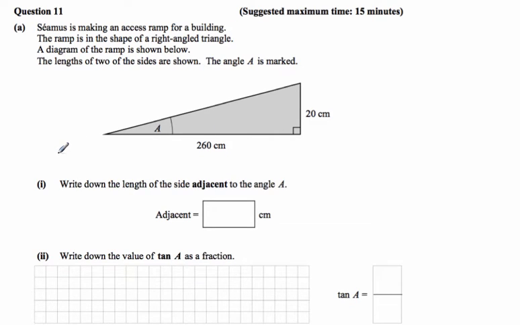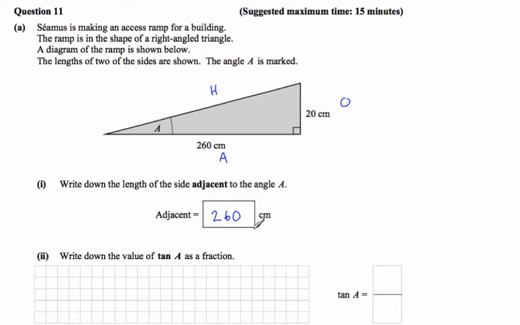Question 1. Write down the length of the side adjacent to the angle A. Okay, so here's the angle A. Well, the hypotenuse is the side that's always straight across from the right angle, the longest side. The opposite is the side straight across from A, so this would be the opposite. And the adjacent is the side that's touching the angle A, not the hypotenuse though. So the adjacent is the 260 centimeter side.